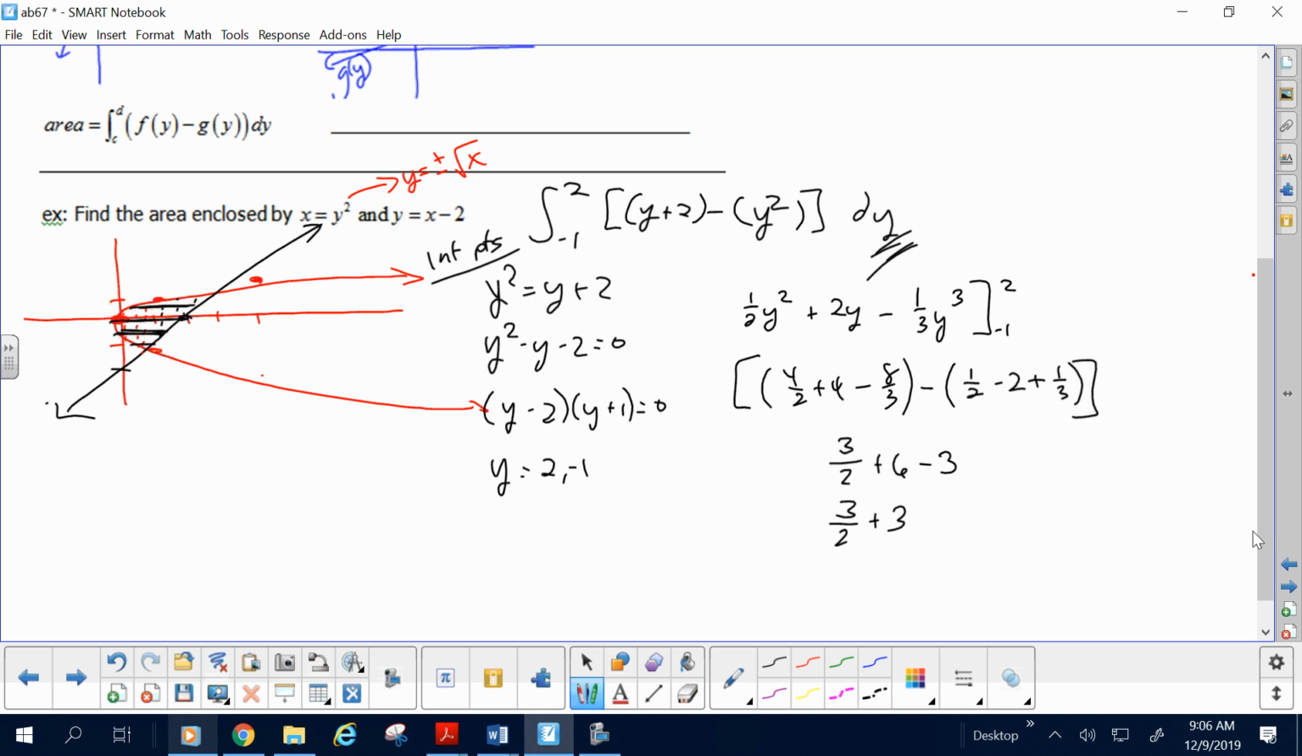I don't simplify inside here and inside here. I combine like terms, which is the quickest way to evaluate. All right, so 3 plus 1 and a half is 4 and 1 half. Is it positive? Yes. Should area always be positive? Yes. Okay.